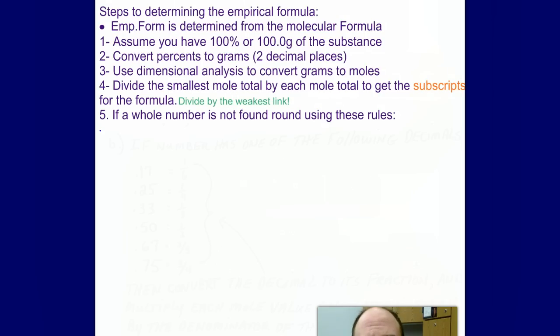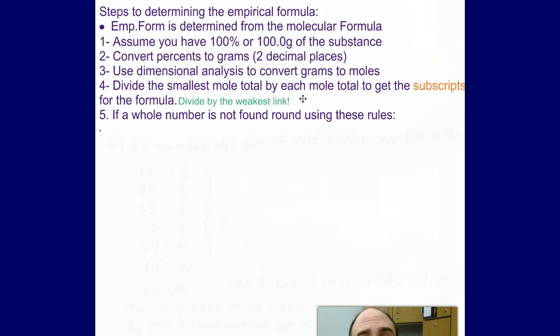Basically, get these steps down here. Pause the video, write these down. The empirical formula has to be determined from the molecular formula. So if you are given here 100% or 100 grams of the substance, always assume that you're given 100. Convert percents to grams if you need to do that. Use dimensional analysis to convert grams to moles. Divide by the smallest mole ratio.